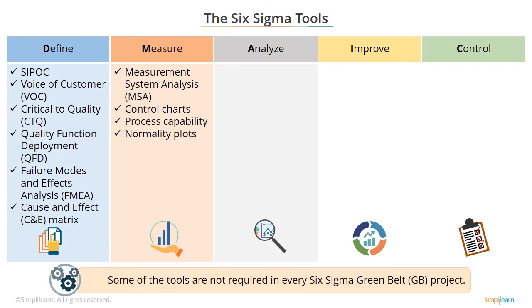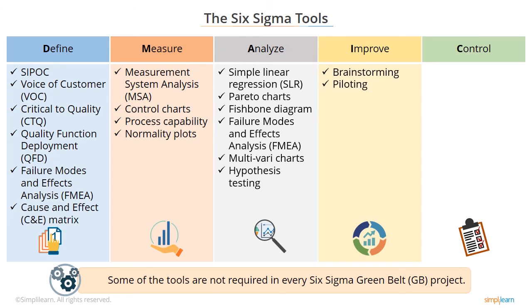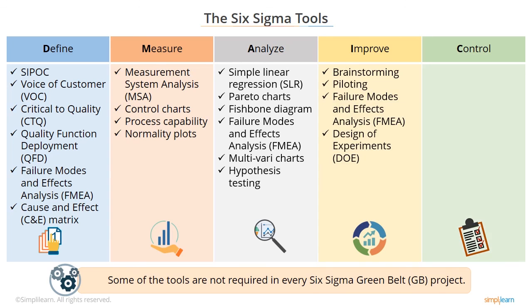In the analyze phase, we use Simple Linear Regression or SLR, Pareto charts, fishbone diagram, Failure Modes and Effects Analysis, the FMEA, multivariate charts, and hypothesis testing. In the improve phase, we use brainstorming, piloting, and also the Failure Modes and Effects Analysis and Design of Experiments, DOE. In the last phase, control, we use control charts, a control plan, and measurement system analysis.